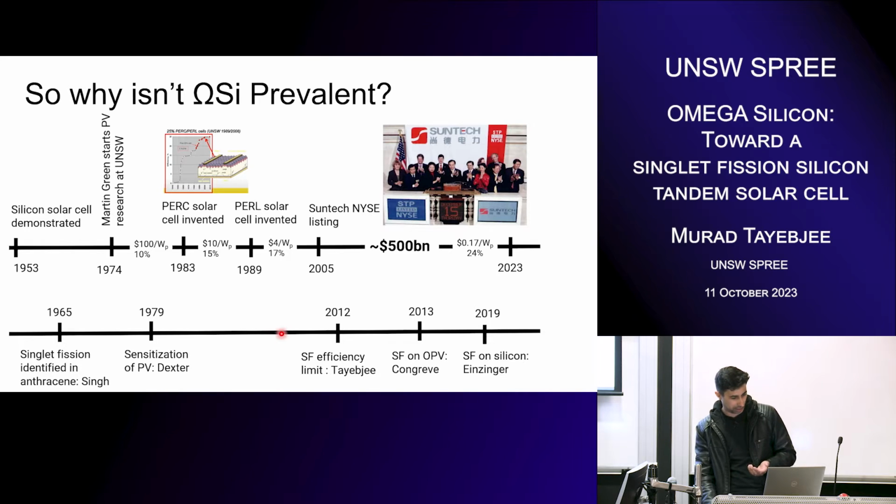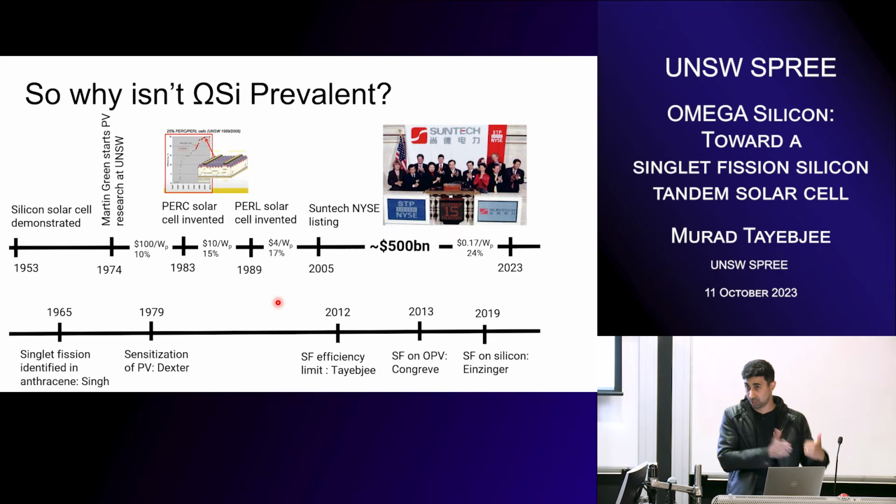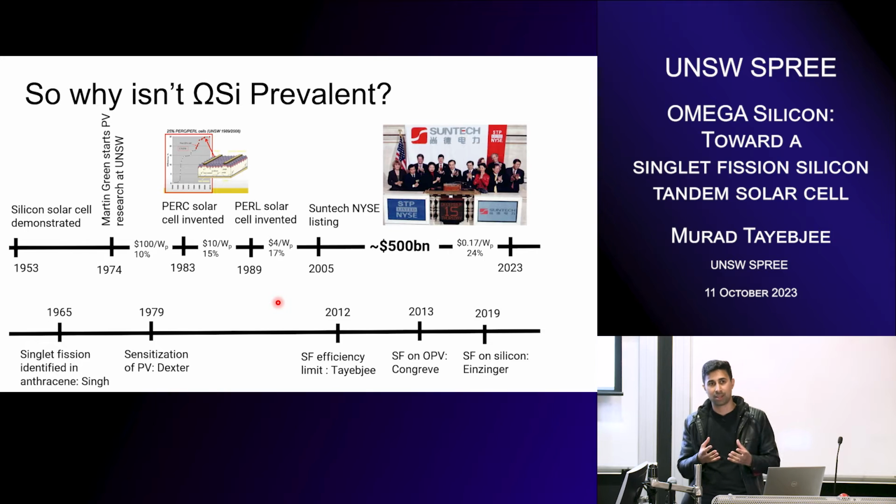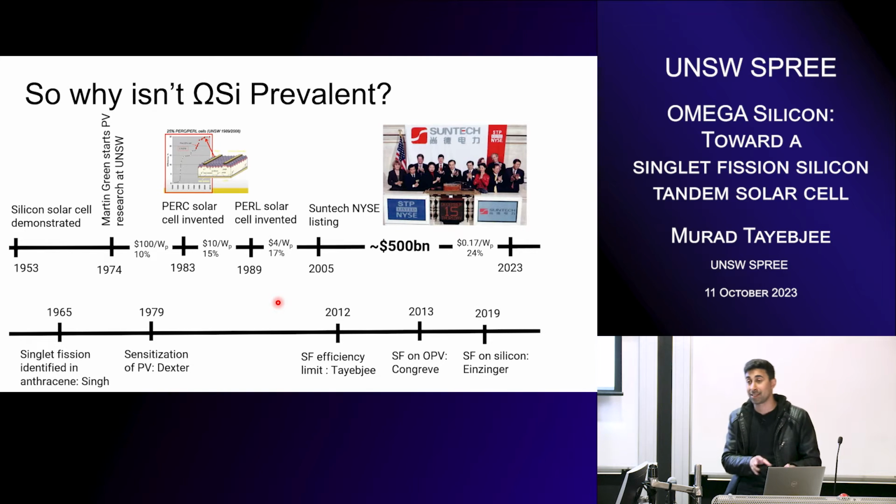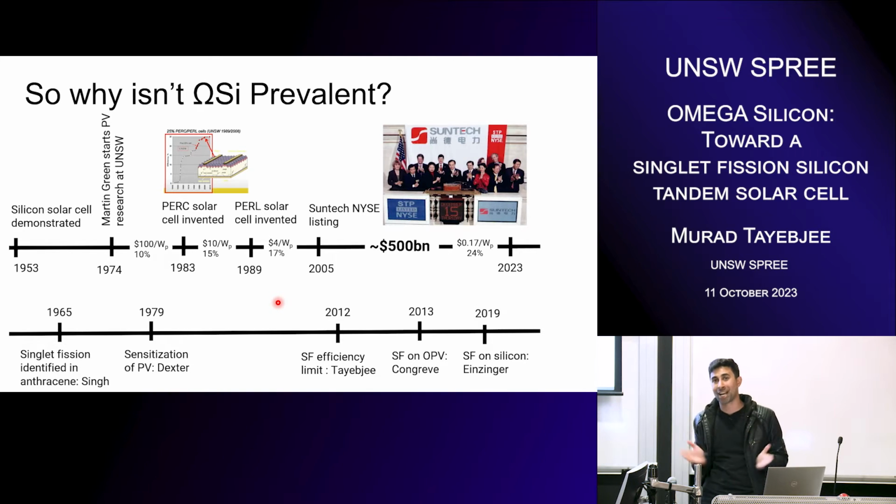I think I'm missing a little thing here. So in, I think it was about 2006, there was a paper by Hanna and Nozik where it was suggested that singlet fission could be used on silicon PV. So that's less than 20 years ago when it starts to be talked about. And again, sorry, they didn't talk about silicon, they talked about an all organic device. So all of singlet fission research was for all organic PV.